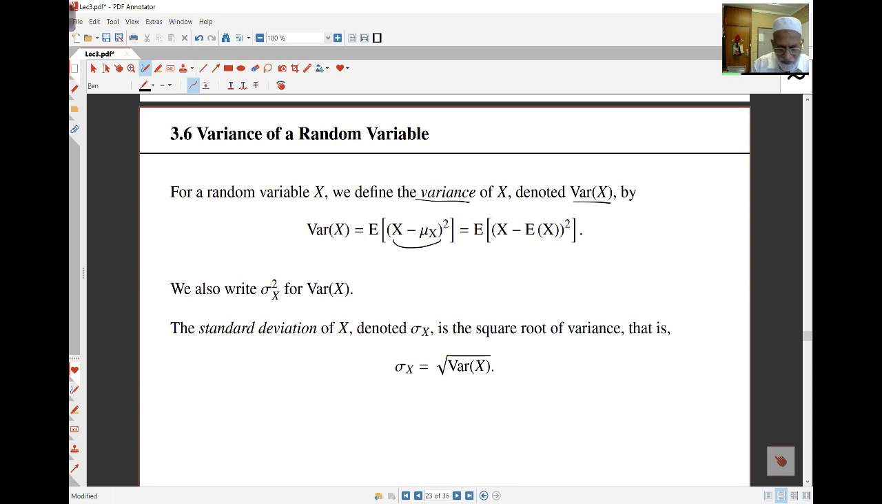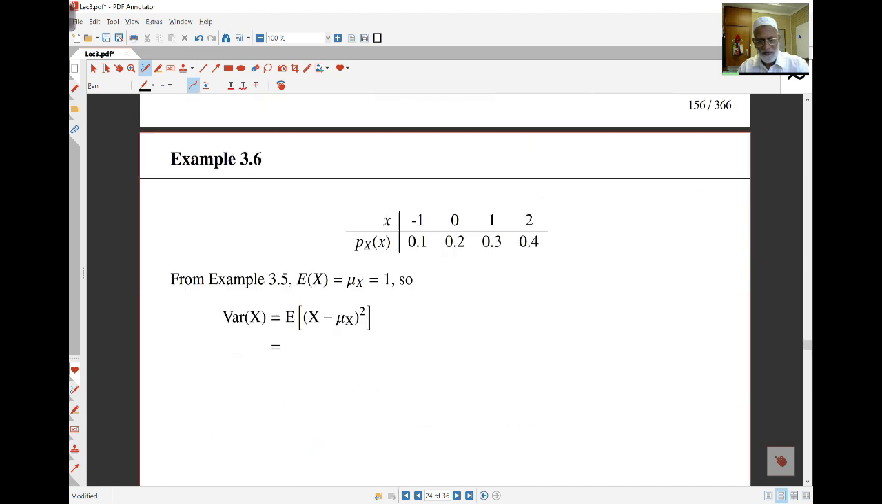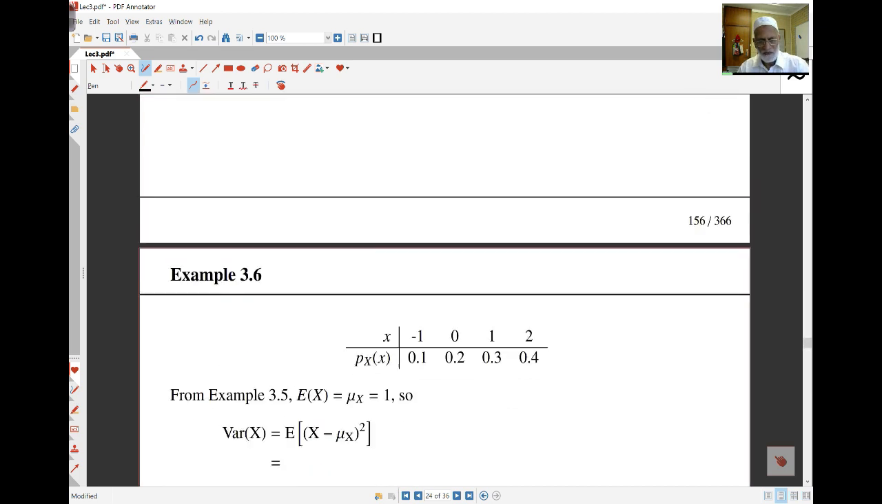We also use the symbol sigma squared x for variance of x, and the standard deviation is the square root of variance, something that may be familiar to you. So standard deviation is the square root of variance. An example here will clarify how this works.